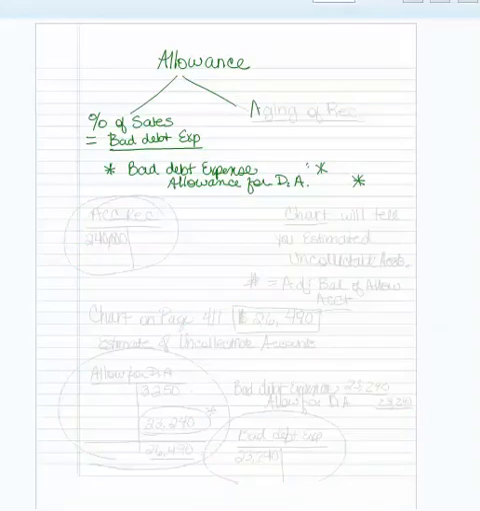Okay. We're going to call it aging of receivables, okay? And the book refers to it as both names. Aging means what?